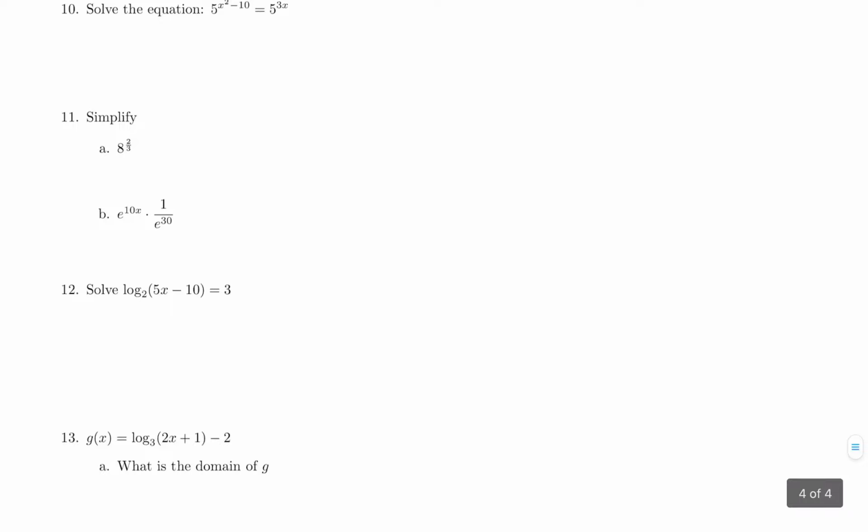So let's look at number 10. Number 10 says solve this equation. Here the base is the same: 5 raised to this power equals 5 raised to this power. Since the base is the same, we can let the exponents equal each other. Again, we cannot do this unless the base is the same. If it's like 3 raised to this and 5 raised to that, we cannot do this. Because we have the same base on both sides, we can let the exponents equal each other. Then just solve.